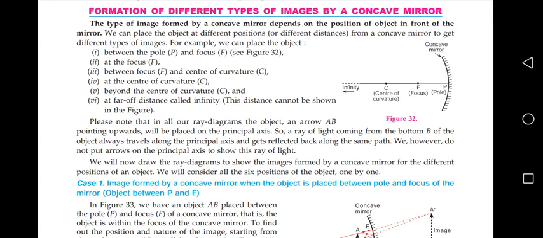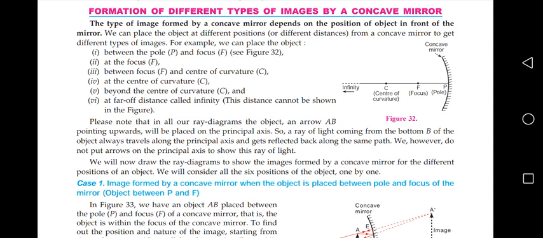Please look at figure 32. In this figure we have a concave mirror, and a concave mirror has a pole, it has a focus, it has a center of curvature, right? So whenever you are drawing a concave mirror, you should indicate the pole by P, the focus by F, and the center of curvature by capital C.